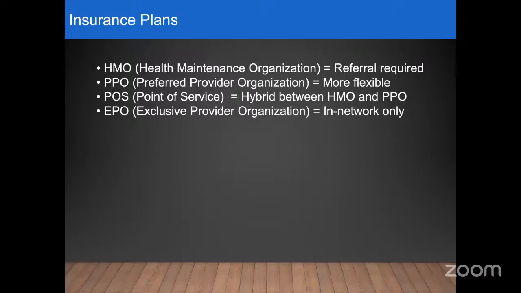So we have four different types of insurance plans: health maintenance organization, preferred provider organization, point of service, exclusive provider organization. So health maintenance organization is one, and it's also the cheapest. Primary care physician, and covers only specialists within the network itself. The network belonging to your insurance provider.